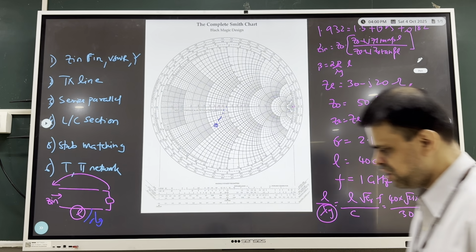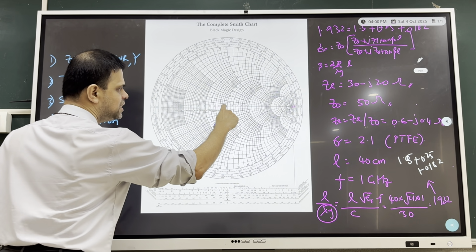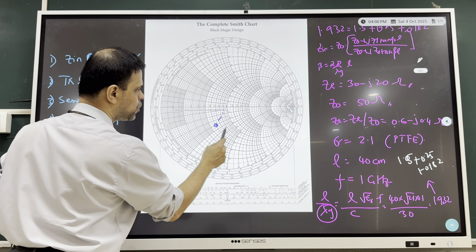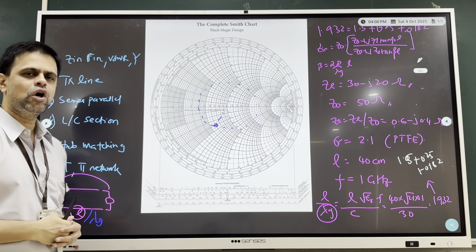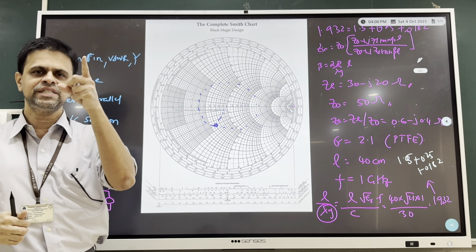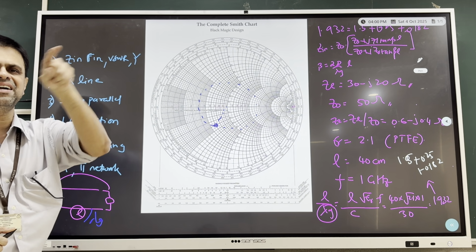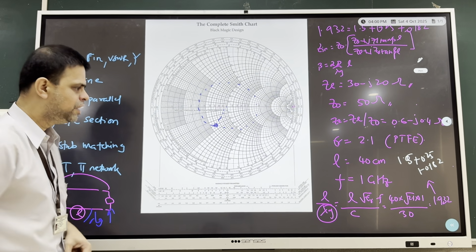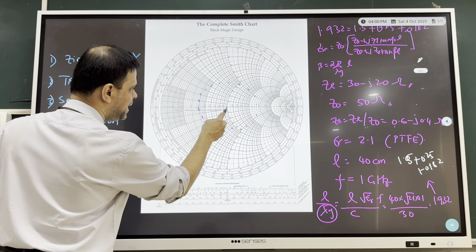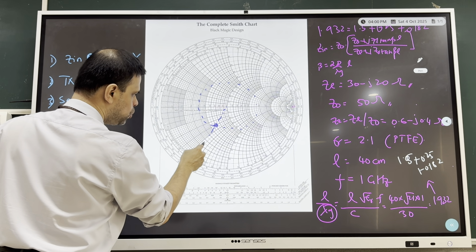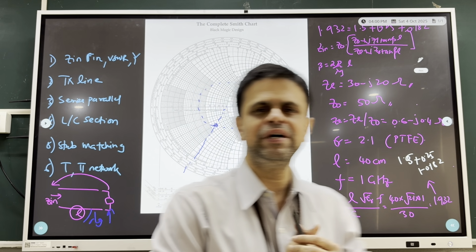So we are going to draw what we call a constant gamma circle, and the procedure for that is to take this radial distance from the center and draw a circle. That is the first step. In the second step, we need to initialize the starting point. For that, you extend this straight line that is drawn towards the perimeter of the Smith chart.